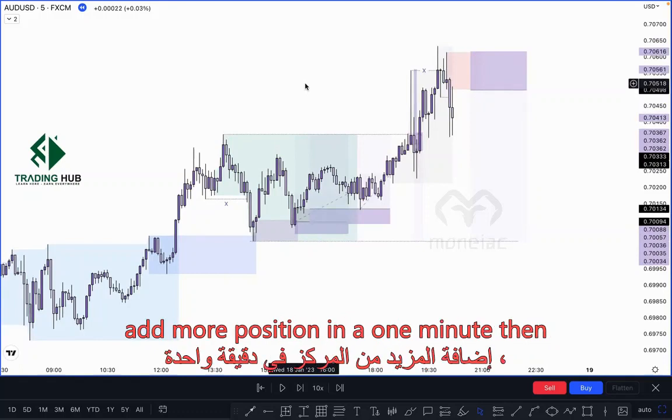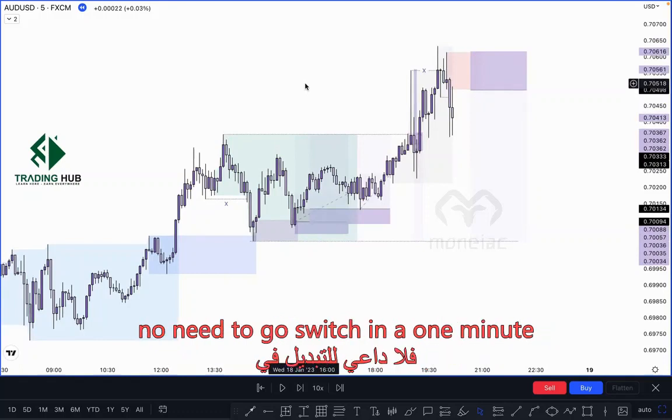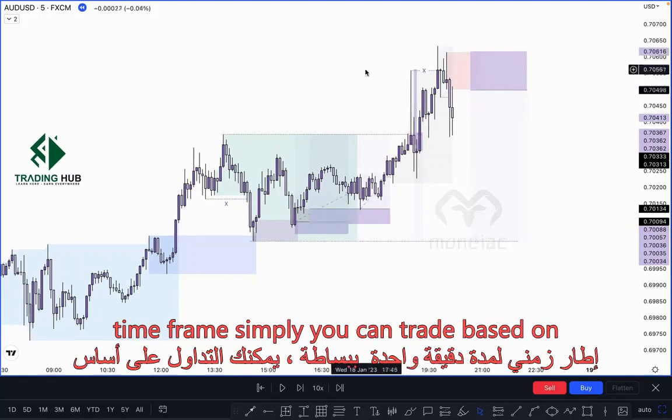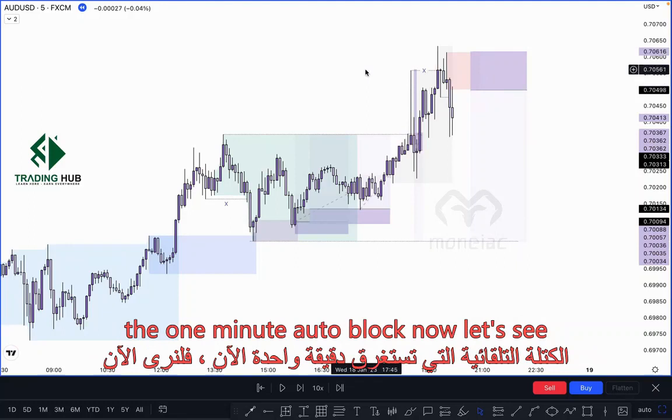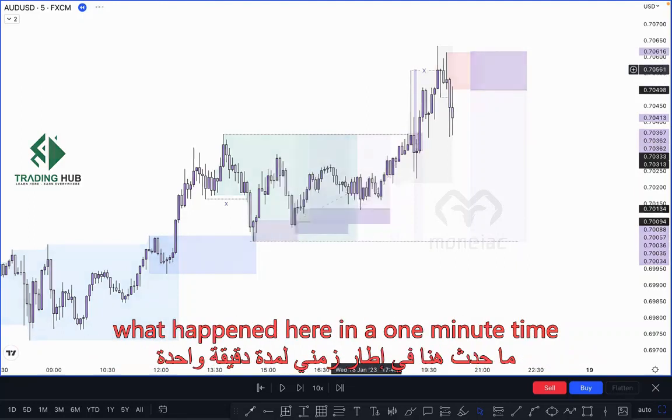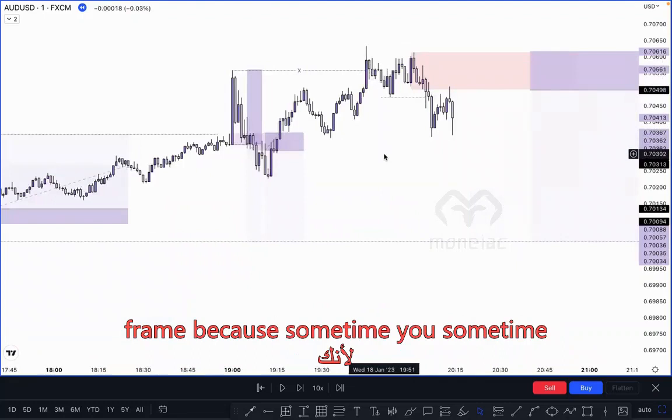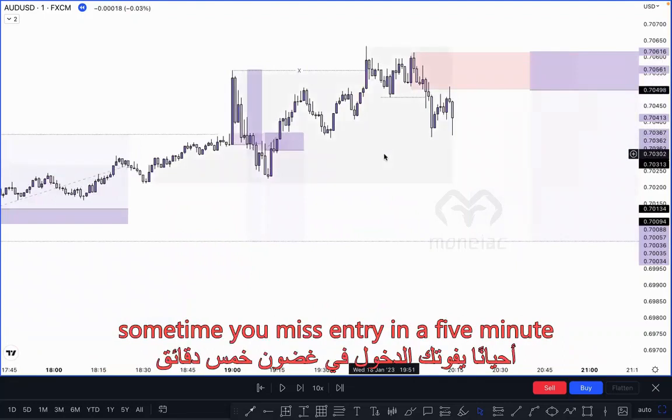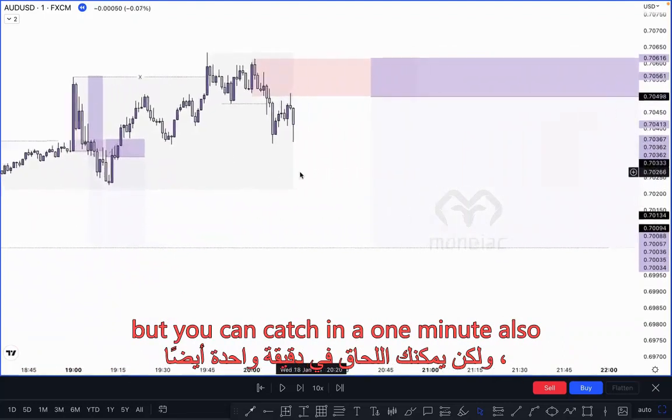If you don't wanna add more position in a 1 minute, then no need to switch in a 1 minute time frame. Simply you can trade based on the 1 minute order block. Now let's see what happened here in a 1 minute time frame, because sometime you miss entry in a 5 minute, but you can catch it in a 1 minute also.